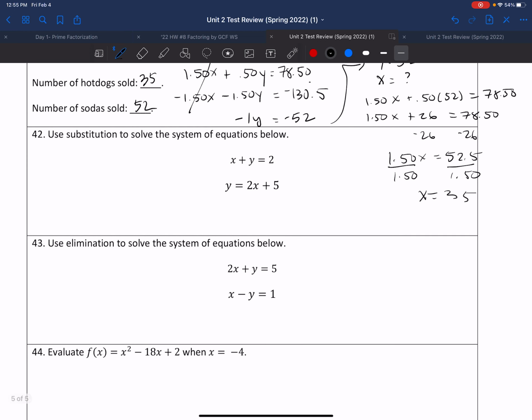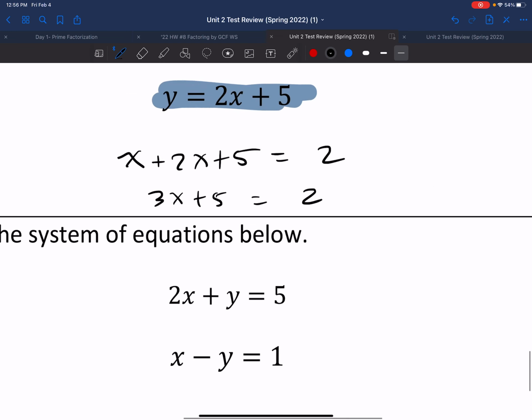Okay, substitution. Use substitution to solve the system of equations below. Substitution is another way of saying replace. And I look at these two equations and I see that y is equal to something, and here's x plus y. Notice that if y is equal to 2x plus 5, then this right here is also 2x plus 5. Right? That's logical. So if I write this, I have x plus 2x plus 5, which is equal to 2. I'm going to go ahead and combine the like terms. So now I'm left with what?